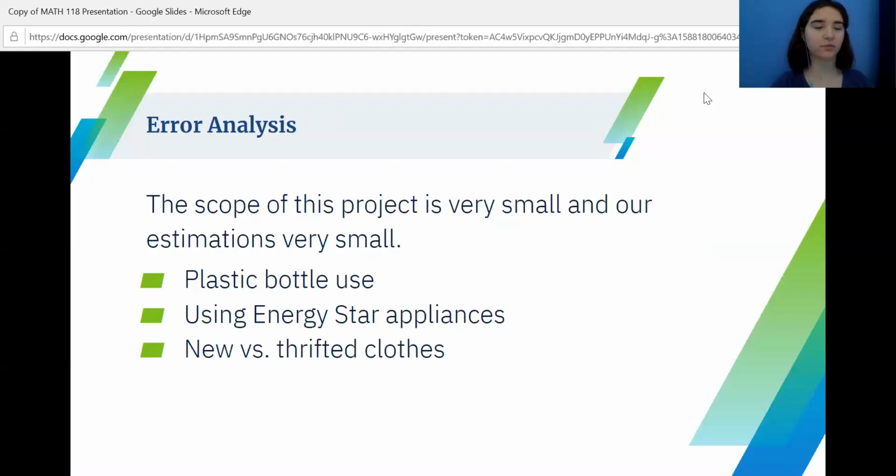But those are all things that we considered looking at, but for the sake of this project, to keep it simple, did not. So take our numbers with a grain of salt and just know that they could be much larger.